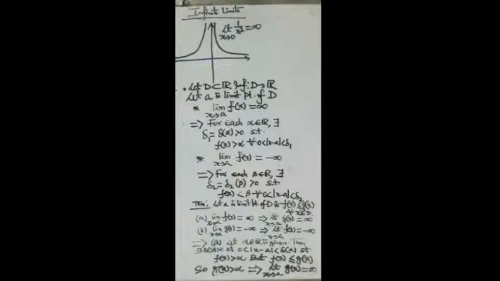Similarly, the limit as x tends to A of f(x) is minus infinity. That means for each real number beta there exists some positive number delta 2 such that f(x) should be smaller than beta for all 0 less than mod x minus A less than delta 2.